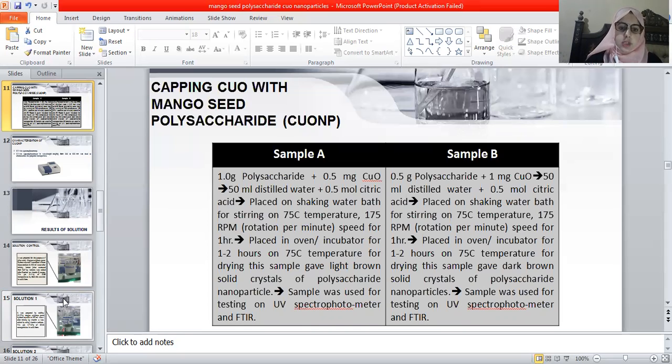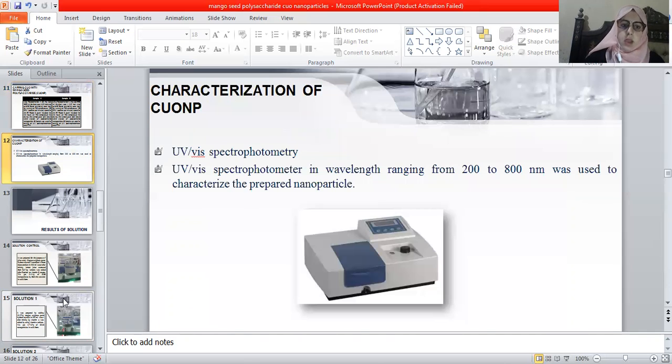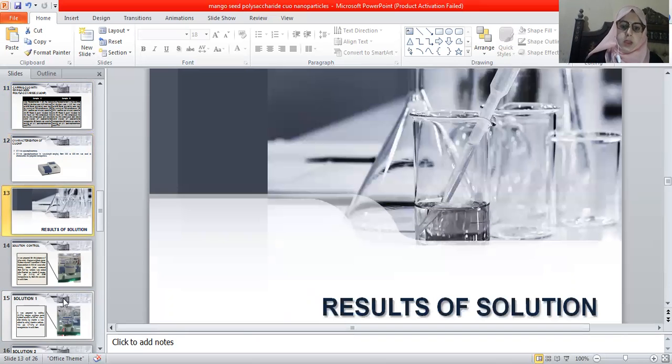It was placed in a shaking water bath for 1 hour at 75 degrees Celsius temperature and 175 RPM speed. After that, it was kept in an oven for 1 to 2 hours at 75 degrees Celsius for drying, and we obtained light brown and dark brown solid crystals of polysaccharide nanoparticles, which were further used for characterization. We used a UV spectrophotometer for characterization, and the range of wavelength used was between 200 and 800 nanometers. The results of the preparation were as follows.